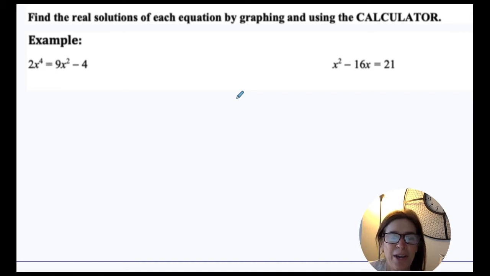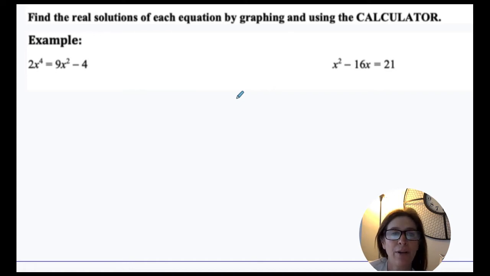Hi everyone, it's Coach Fred, and today I'm going to be talking about finding real solutions of a polynomial equation by graphing or using the calculator. So if you're in my class, you're on page 12 of your notes. It's 2022, so you'd be in my Algebra 2 honors class. If you're just watching, here's a great couple of examples on how best to use either Desmos or your calculator.